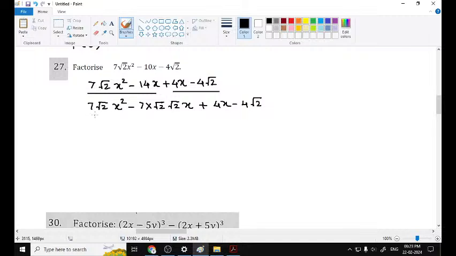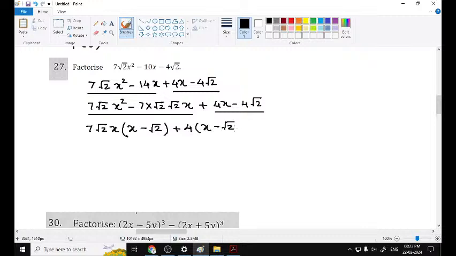Now let us find the common term. Here we have 7 root 2, in the second term also we have 7 root 2, and both of these terms have x. So by taking 7 root 2x common, here we are left with x and here we are left with root 2. What can be taken common here? 4, and in the bracket we get x minus root 2.